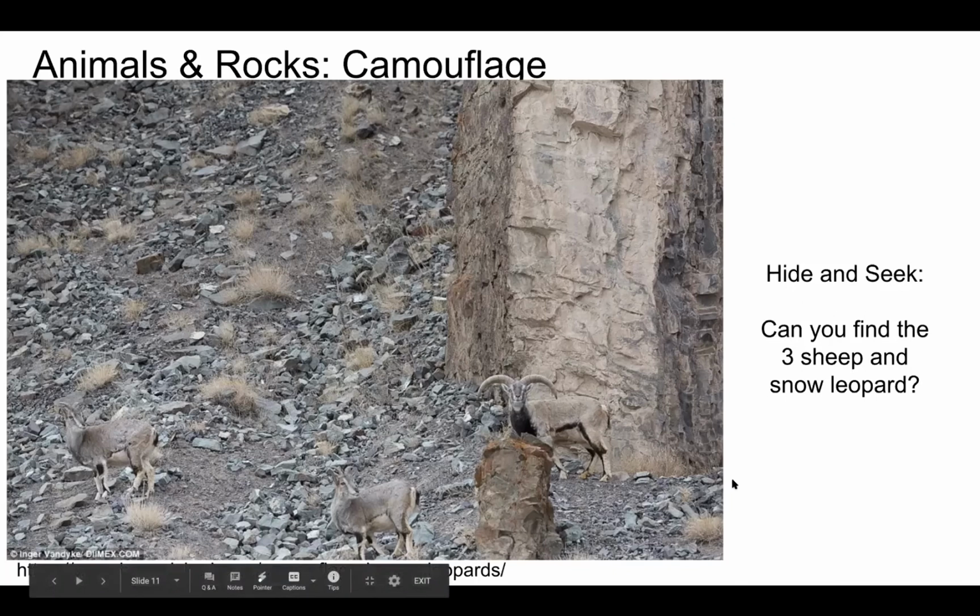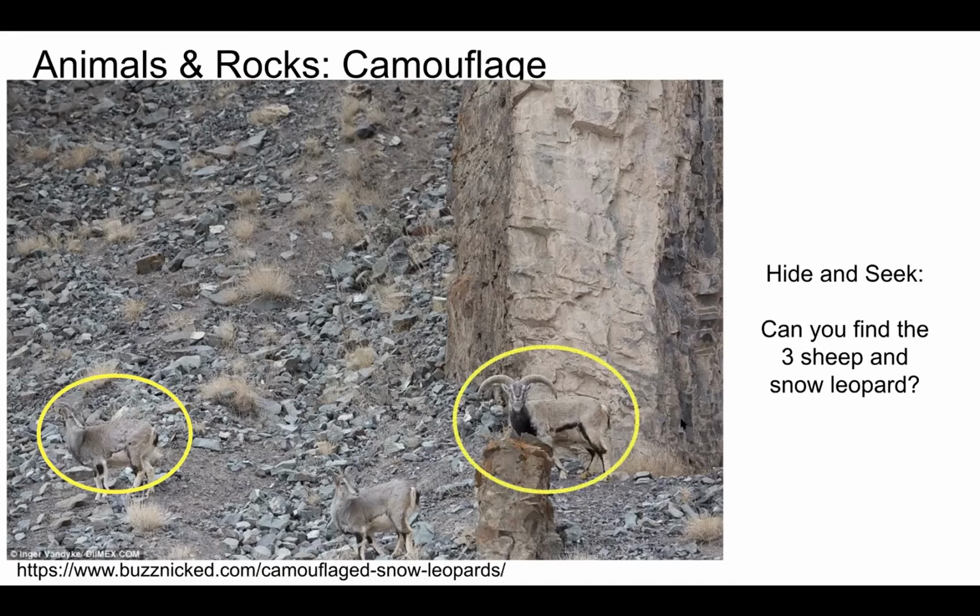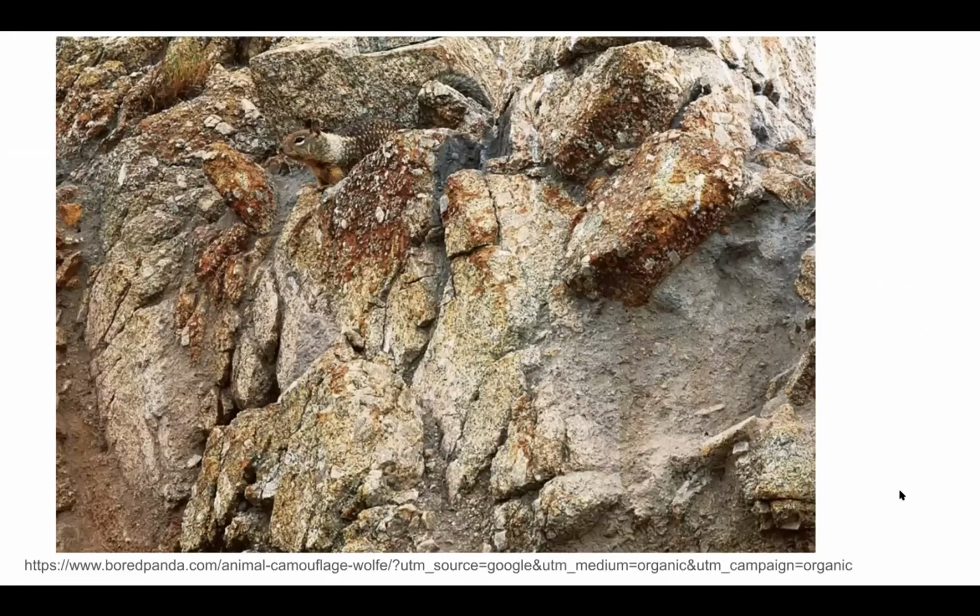Now I'm going to go ahead and show them to you to help you guys out. There's 1, 2, 3. So those are our sheep. And then there's a snow leopard hiding, and there he is right there. It actually took me like 20 minutes to find him. He's well hidden.